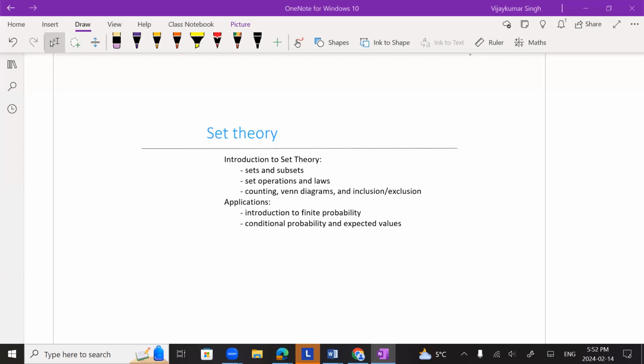So today we are going to talk about set theory. All right. So what are we going to talk about? We are going to introduce the concept of sets. We're going to talk about sets and subsets. We'll see set operations. We'll see how to count the sets properly. We'll see what is Venn diagram, inclusion exclusion principle, and then we'll see application of this to finite probability, some conditional probability, and perhaps some expected values. Okay. So these are the few topics we are going to deal with.